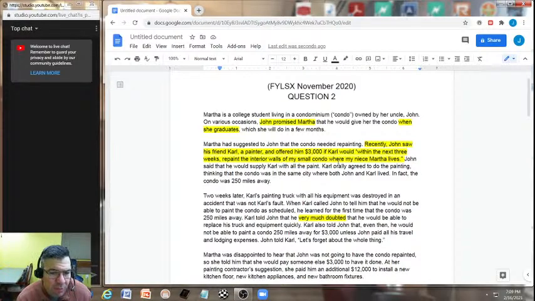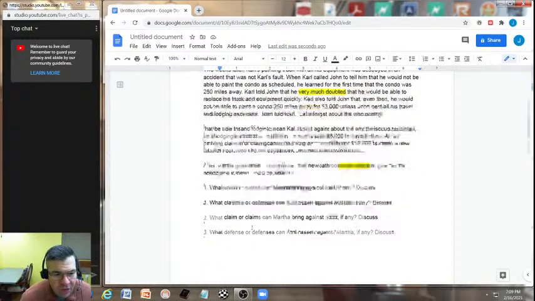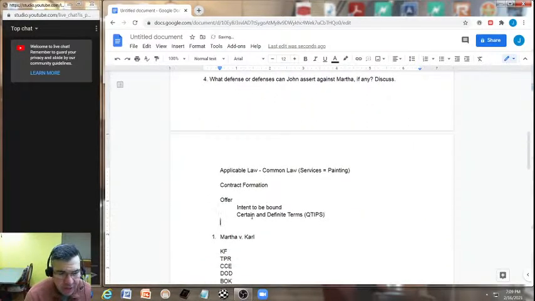The time to perform is within the next 3 weeks. And what is the subject matter? Repaint the interior walls of the small condo. One repainting of the interior walls of a small condo would be the quantity. Now, everything seems sufficient. So we have an offer here, and then it was also communicated. Don't forget about that. Now, was it accepted?